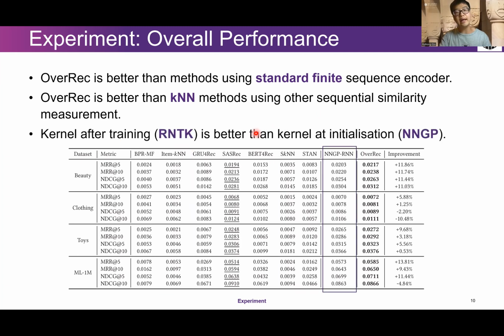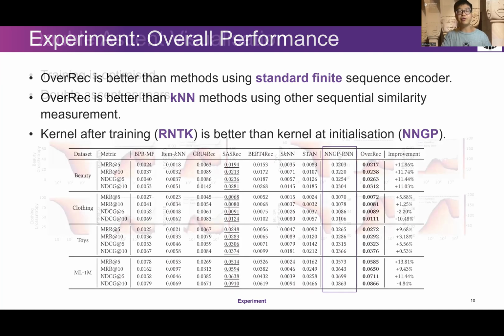And then we also see that when we use NNGP as the similarity measurement, which is the recurrent neural network under initialization without training, it's still an infinite method, but it's just under initialization. We can see that our overrec has better performance than using NNGP, because RNTK actually corresponds to the infinite neural network after training, but NNGP is just the infinite neural network under initialization. So we can see that the performance of overrec is actually higher than the NNGP here.